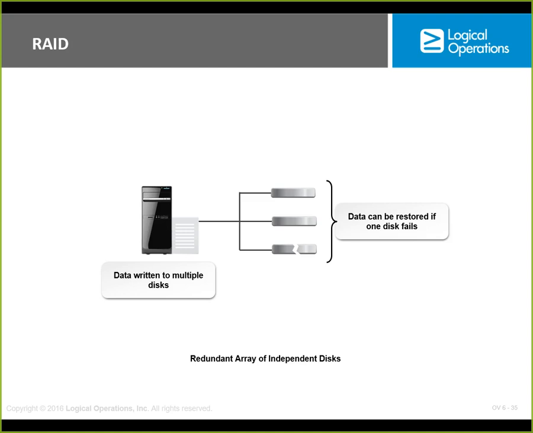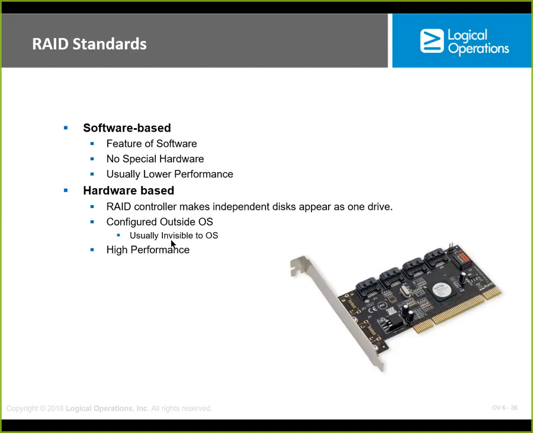We're going to talk about them right now, and then make a RAID 0, 1, and 5 on the Windows machine. Two different RAID standards, two different ways to create a RAID. One is software based, and that's what we're going to use on the Windows Server. It's a software feature, no special hardware, usually lower performance than hardware based. And typically we're going to find in almost everything in IT that hardware is going to be faster than software.